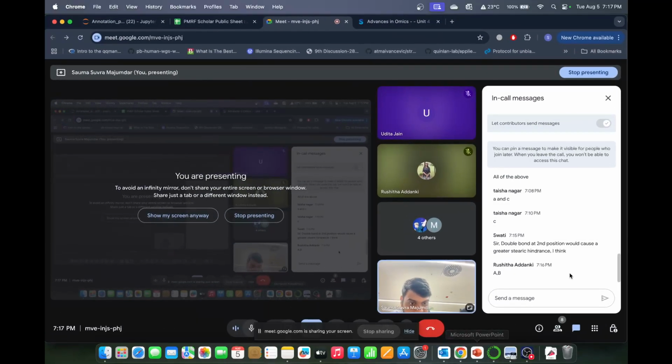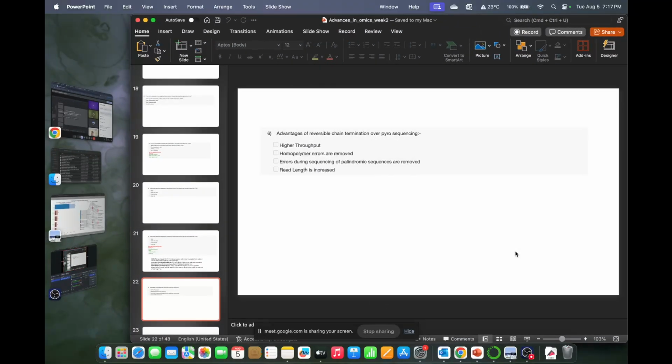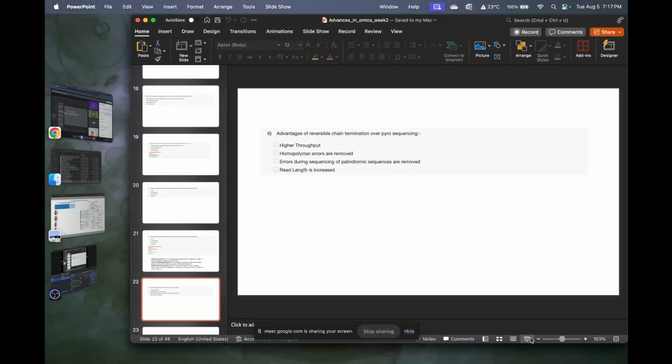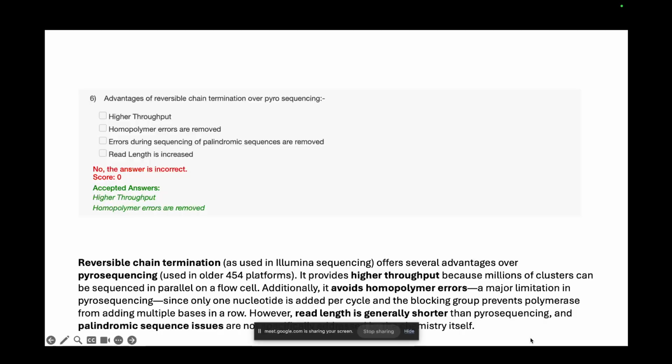Yeah, so this one, A and B. Okay, yeah, the answer is correct. So it'll do high throughput because in one go you'll be able to sequence all the reads together. Read length will not be increased because it is shorter than pyrosequencing. And yeah, the homopolymer errors will be removed. So yeah, the answers are correct.